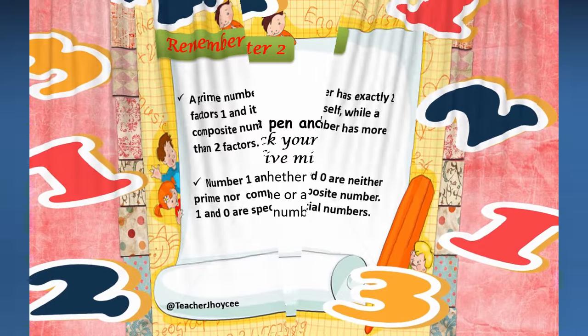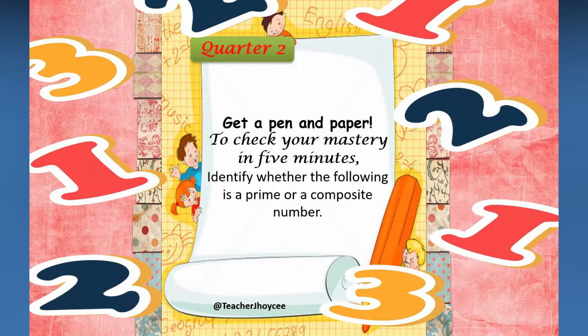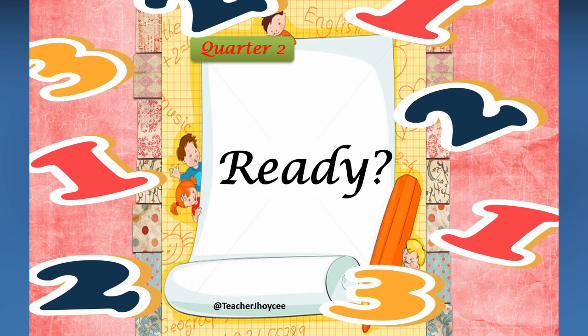Now, get a pen and paper. To check your mastery in 5 minutes, identify whether the following is a prime or a composite number. Ready? Your timer starts now.